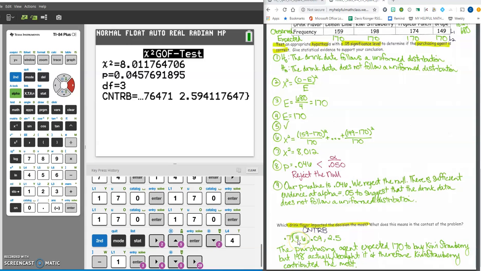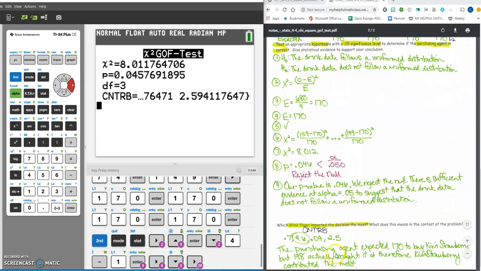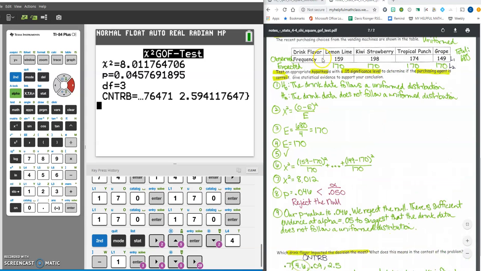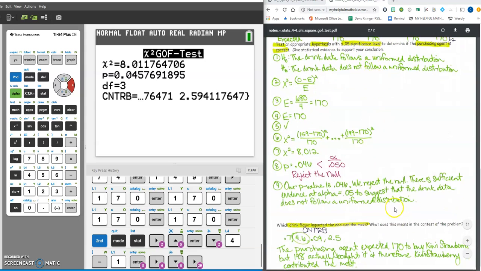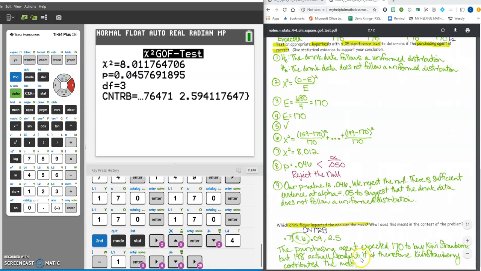It's okay that I did not round, because now from this list, from the CNTRB down here, I need to pick which one is the greatest value overall. Greatest value is 4.6. That is the first, second. Look at our table. First, second. That means the kiwi strawberry drink was the one that contributed the most. We have the purchasing agent expected. Again, what did we expect? 170 to buy kiwi strawberry, but 198, there's our 198, is the observed, what we saw happen, actually bought it, and therefore kiwi strawberry contributed the most.